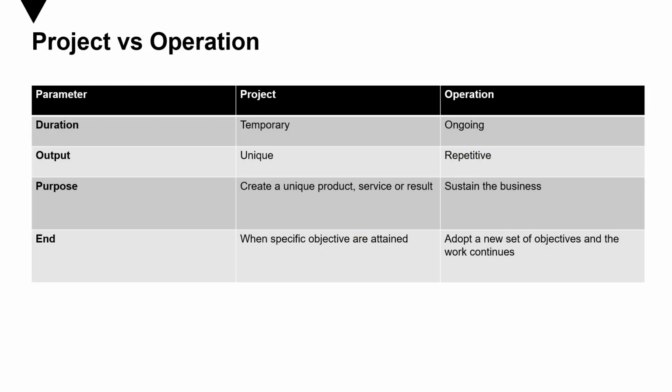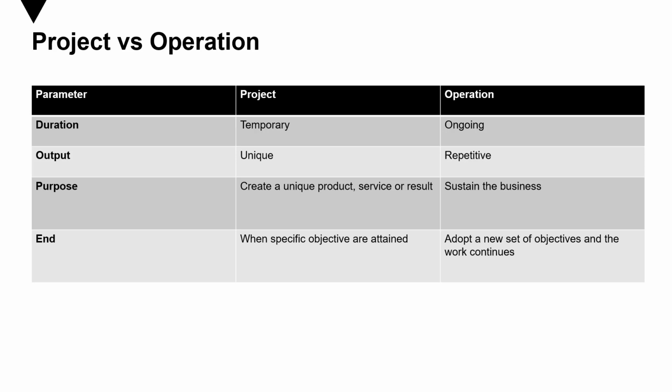Now, following are some parameters based on which you can differentiate and understand how you can use project service automation for your project. On the left hand side, you can see the parameters: duration, output, purpose, and end. If you ask questions about these parameters, then you will be able to differentiate if it's a project or an operation. For example, duration for a project is temporary. That means it has a start and an end date. So it can be like implementing a Business Central application for a customer. So you will have a start and an end date.